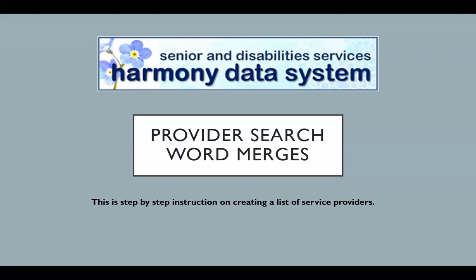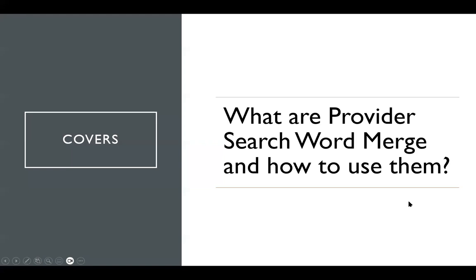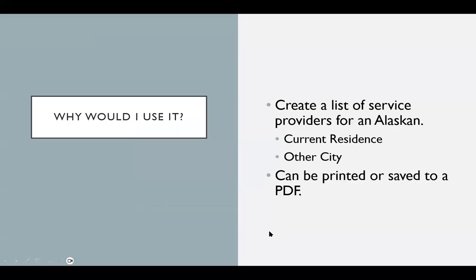And today we're talking to you about provider search word merges. So this is a step-by-step instruction on how to create a list of service providers. What are these provider search word merges and how do you use them? Well, they're to create a list of service providers for an Alaskan. You have to run them for each specific service and they're based on the current residence address.